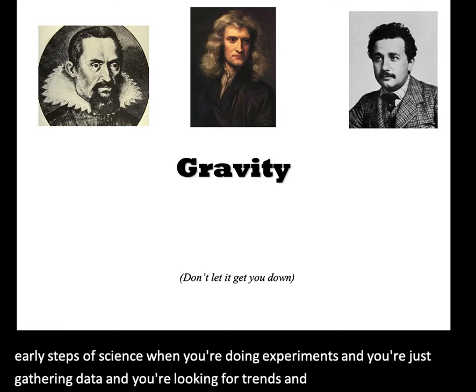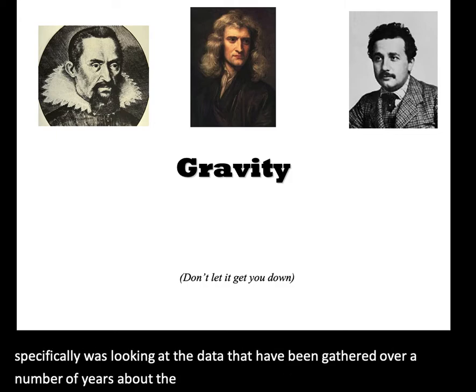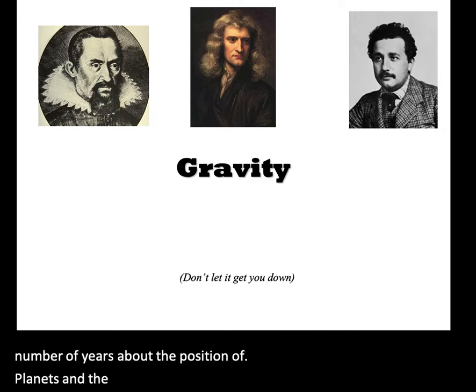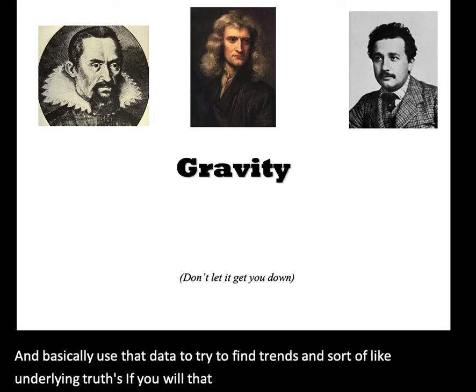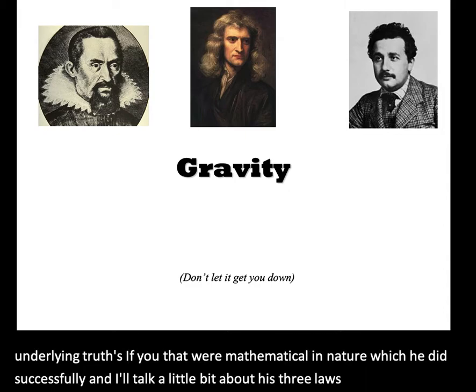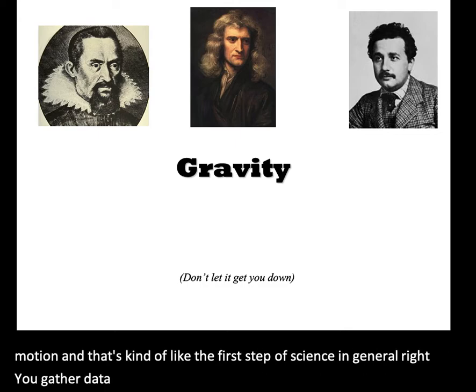So Kepler specifically was looking at the data that had been gathered over a number of years about the position of the planets and the sun and the moon, and basically used that data to try to find trends and sort of underlying truths, if you will, that were mathematical in nature, right? Which he did successfully, and I'll talk a little bit about his three laws of planetary motion. And that's kind of like the first step of science in general, right? You gather data and you look for trends.